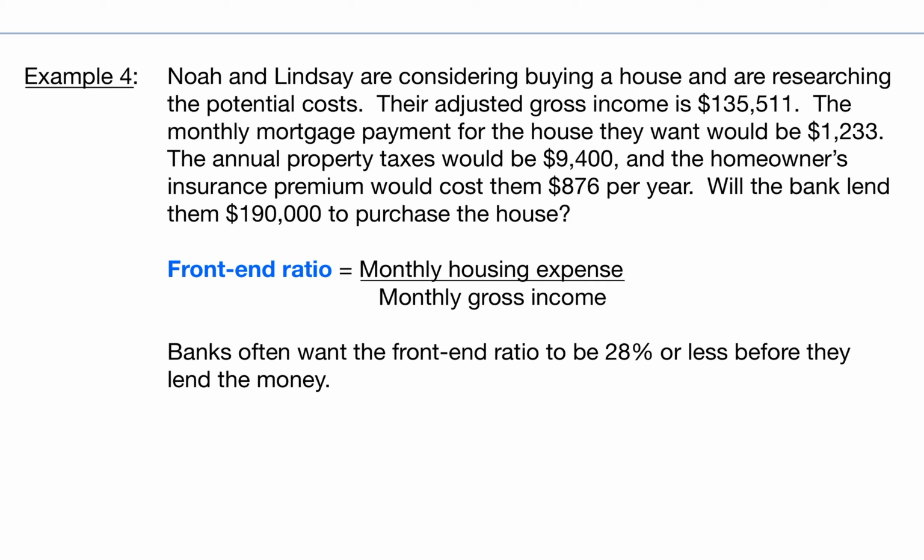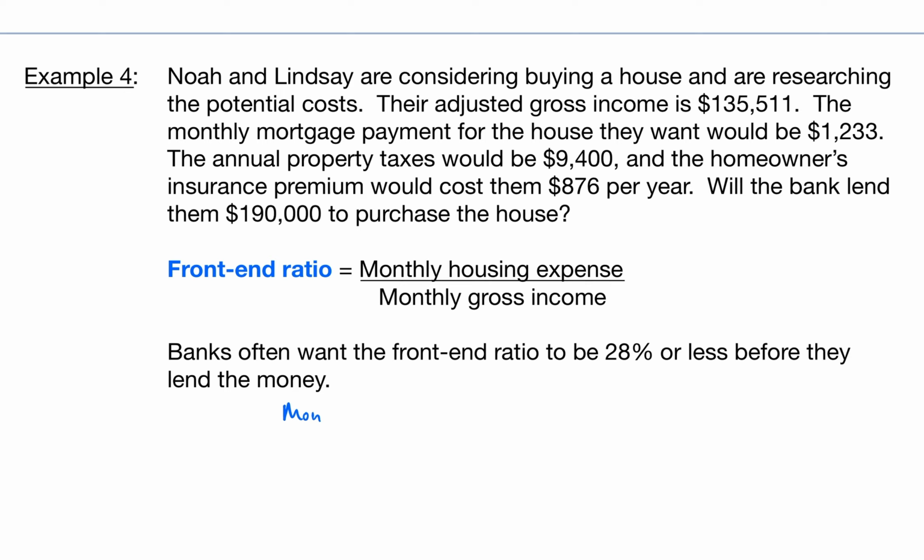So one of the things that banks will do is calculate what's called a front-end ratio. And this front-end ratio is going to be equal to the monthly housing expense that they're going to incur in this particular scenario divided by the monthly gross income. And if the front-end ratio is 28% or less, then the mortgage company will feel that that ratio is low enough to lend them this money. Okay, so let's take a look at calculating the monthly housing expense.